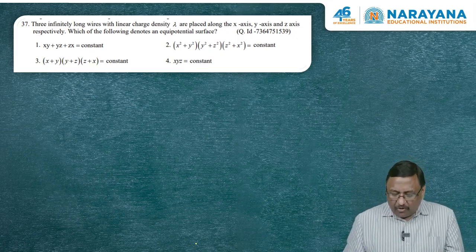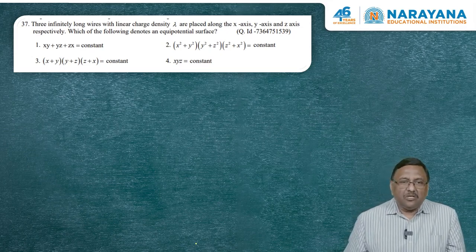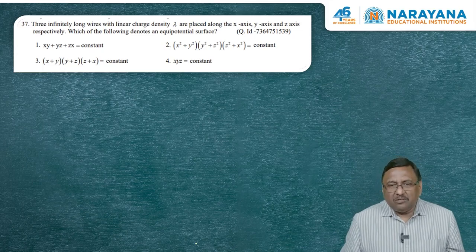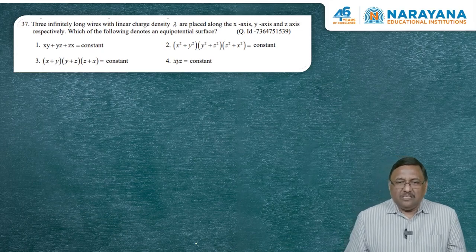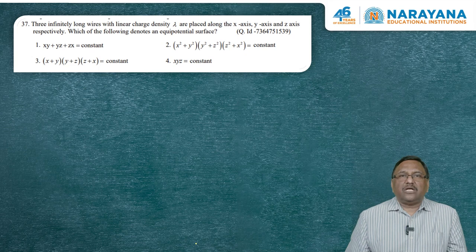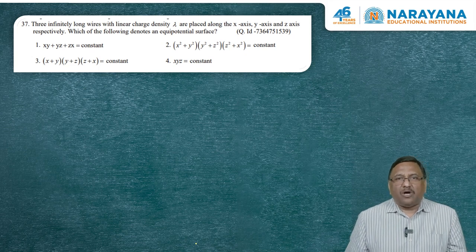How are we going to go about it? Let us try to understand this question. First of all, what is my potential? Because we are asking for the equipotential surface, what is the easy way of solving? Try to find the potential at any point x, y, z in this coordinate system.